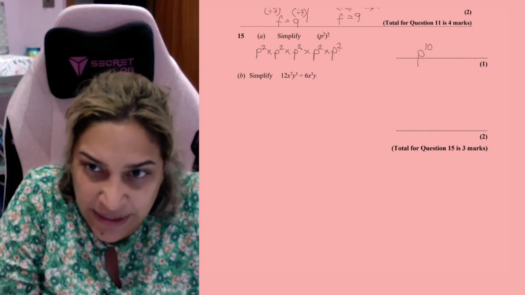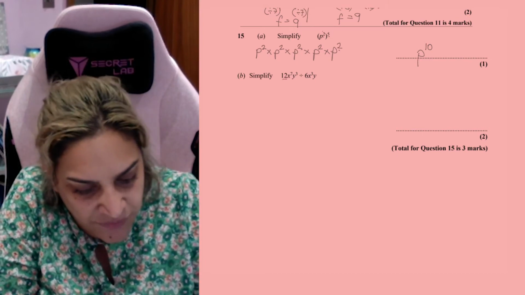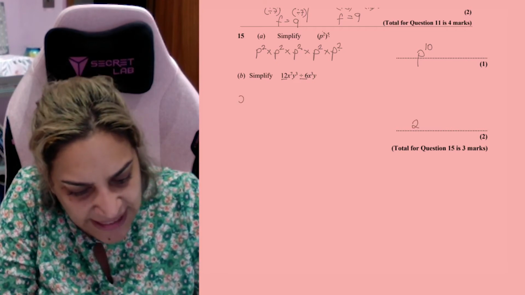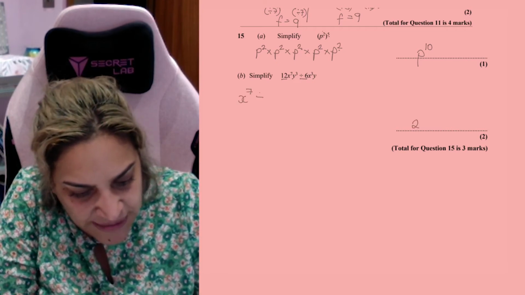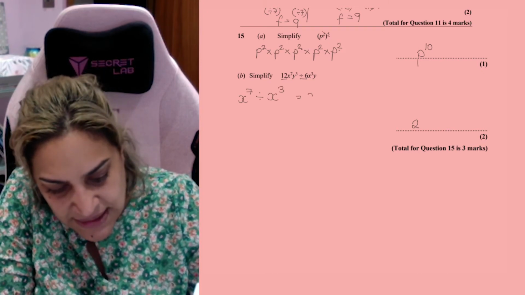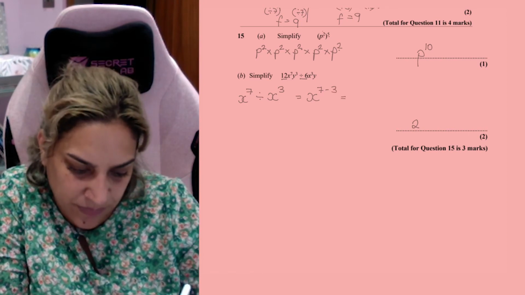We've now got to simplify. Remember, we treat each thing on its own. So we're going to do 12 divided by 6, which gives us 2. Then we've got x to the 7 divided by x cubed. Now here, when we've got indices, we do 7 minus 3 to give us 4.